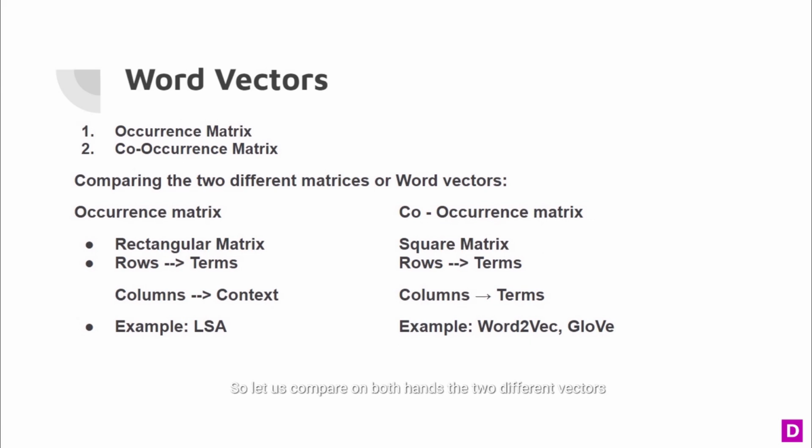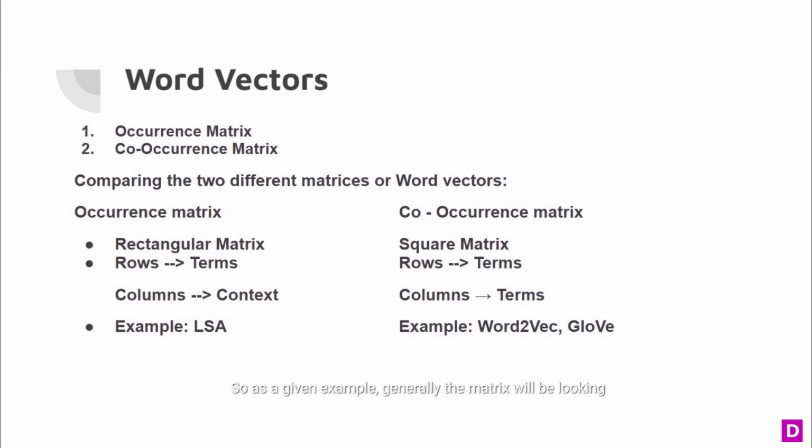So let us compare the two different vectors we studied, that is the occurrence matrix and co-occurrence matrix. On the left-hand side I am taking the occurrence matrix and on the right-hand side the co-occurrence matrix. We can also refer to them as occurrence vectors or co-occurrence vectors, right? The very first difference would be the shape of the matrix. Occurrence matrices are created using sentences or the context as columns, whereas the words or terms are rows, right?